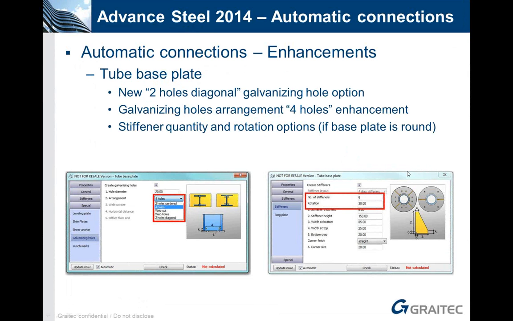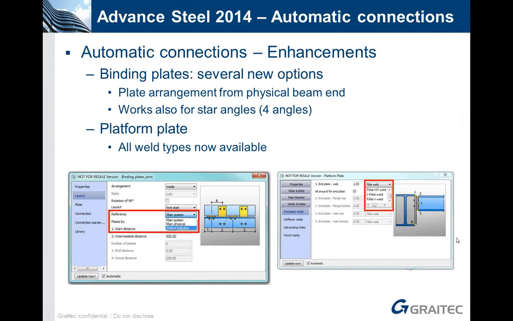Just to explain quickly, we added many options also in other connections, like tube base plates for galvanizing holes. You can specify also a quantity of stiffeners. You can rotate it in case of circular hollow section. For binding plates, different new possibilities, as well for platform plates, where you have access now to all weld types.